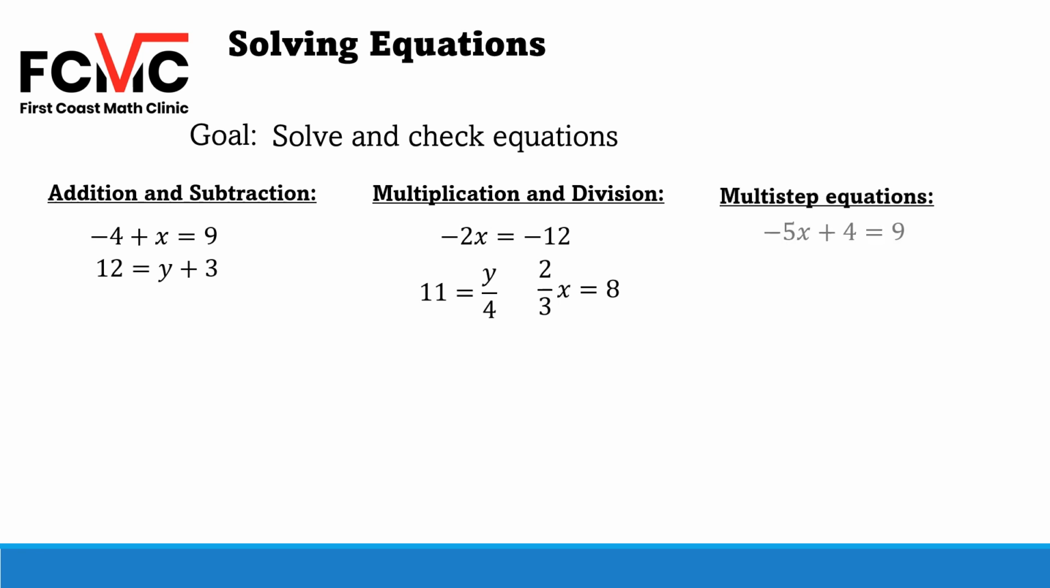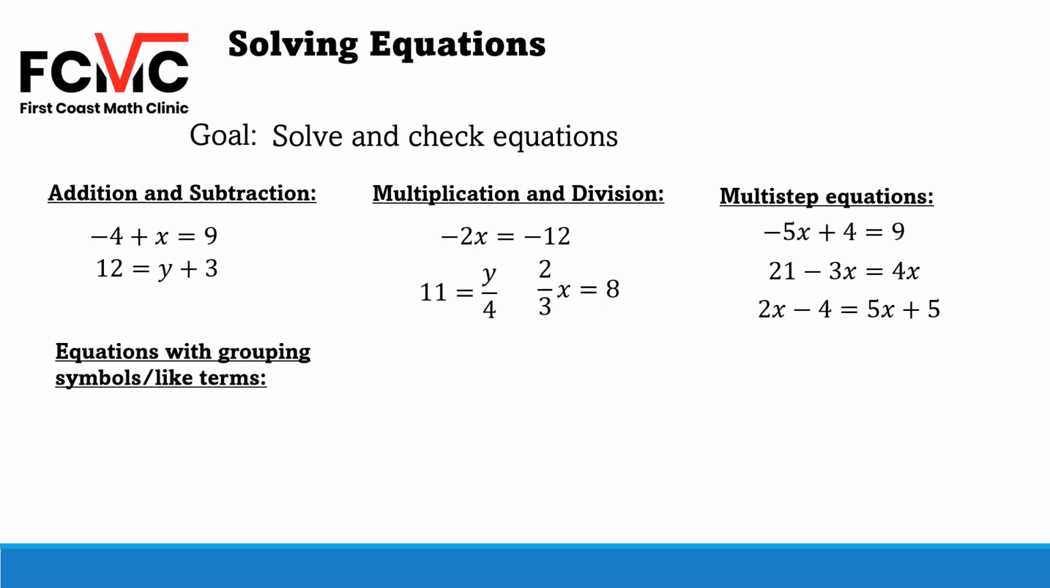Then we're going to get the multi-step equations. So we'll work with equations like -5x plus 4 equals 9, 21 minus 3x equals 4x, and 2x minus 4 equals 5x plus 5. So these are the equations we're going to be solving for addition, subtraction, multiplication, division, and multi-step equations. Then we're going to get into equations with grouping symbols and like terms, starting with grouping symbols. So we'll get into 2 times the quantity x plus 3 equals 3 times the quantity 2x plus 8.